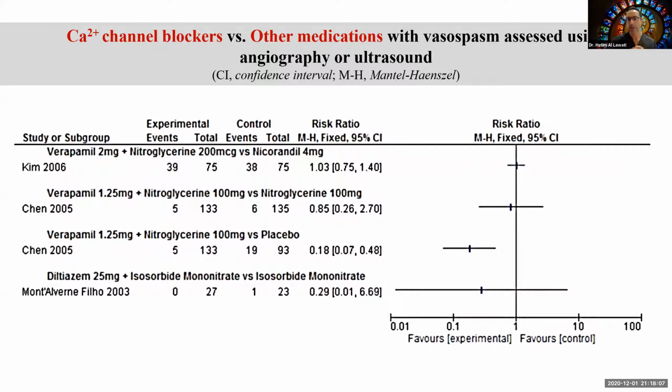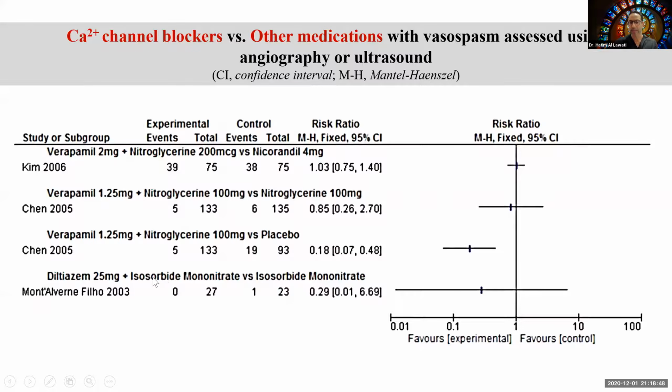When comparing calcium channel blockers with other medications and combinations, and this time assessing spasm objectively with ultrasound or angiography, it appears as though verapamil 2 milligrams combined with nitroglycerin 200 micrograms was equivalent to nicorandil. But the comparison may not be fair because the dose of verapamil used was rather unconventional. Verapamil at 1.25 milligrams with nitroglycerin versus nitroglycerin alone didn't seem to be any different. When you combine verapamil with nitroglycerin, it's obviously better than placebo, and we've seen this before.